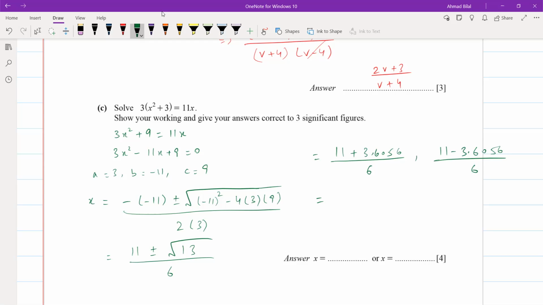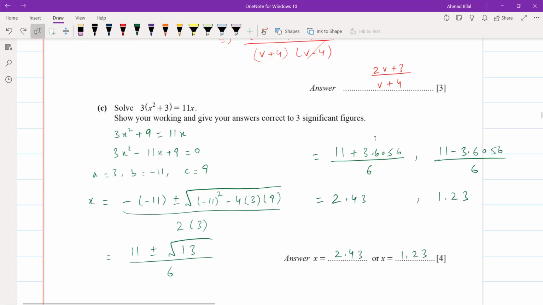11 plus square root of 13 whole divided by 6. This gives us 2.43, three significant figures. 2.43 और दूसरा रिजल्ट हमें क्या देता है? That's 11 minus square root of 13 divided by 6. That is 1.23. So we get two answers here: 2.43 or 1.23. These are the possible values of x that satisfy this equation. Okay.